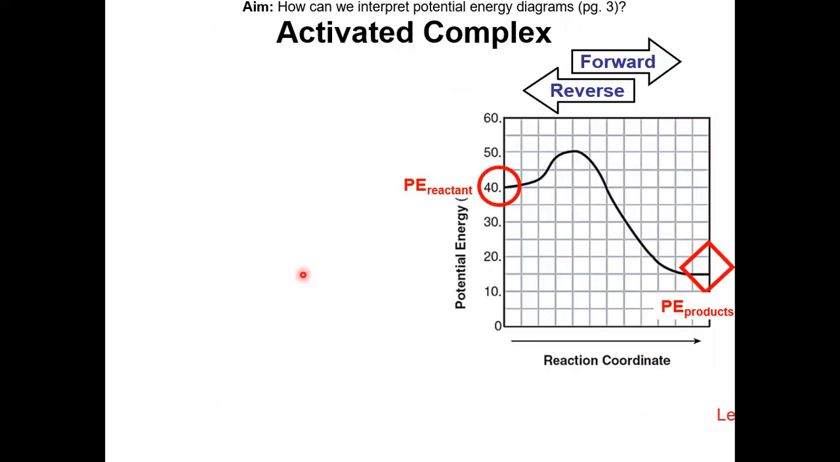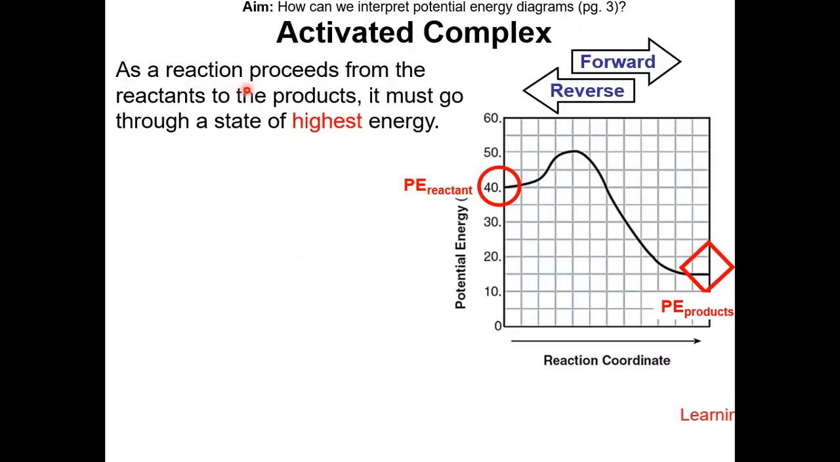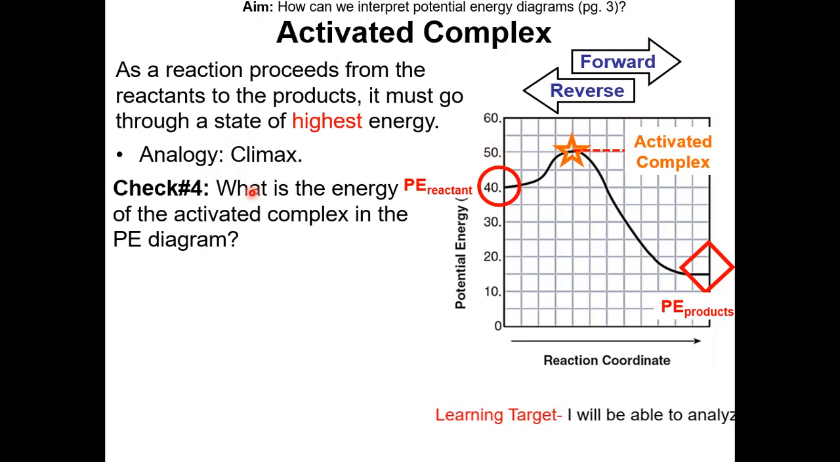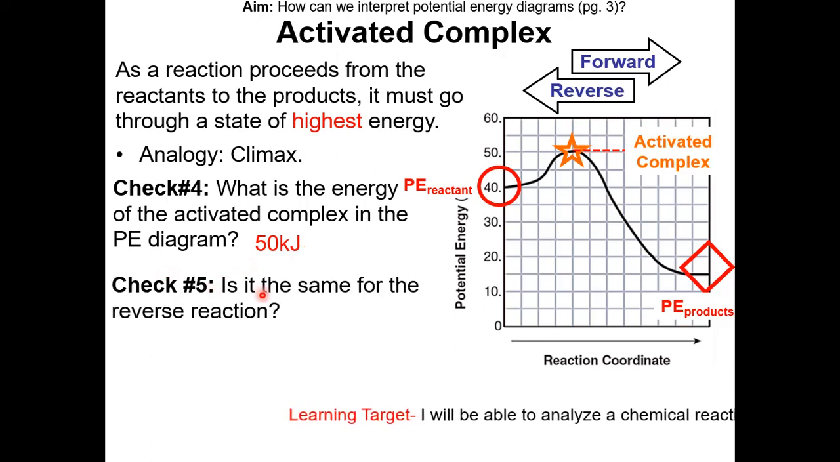Now we're going to label the activated complex. As a reaction proceeds from reactants to products, it must go through a state of the highest energy. An analogy of this is the climax. So the highest point on the potential energy diagram is the activated complex. Check number 4. What is the energy of the activated complex in the potential energy diagram? It is 50 kilojoules. Check number 5. Is it the same for the reverse reaction?